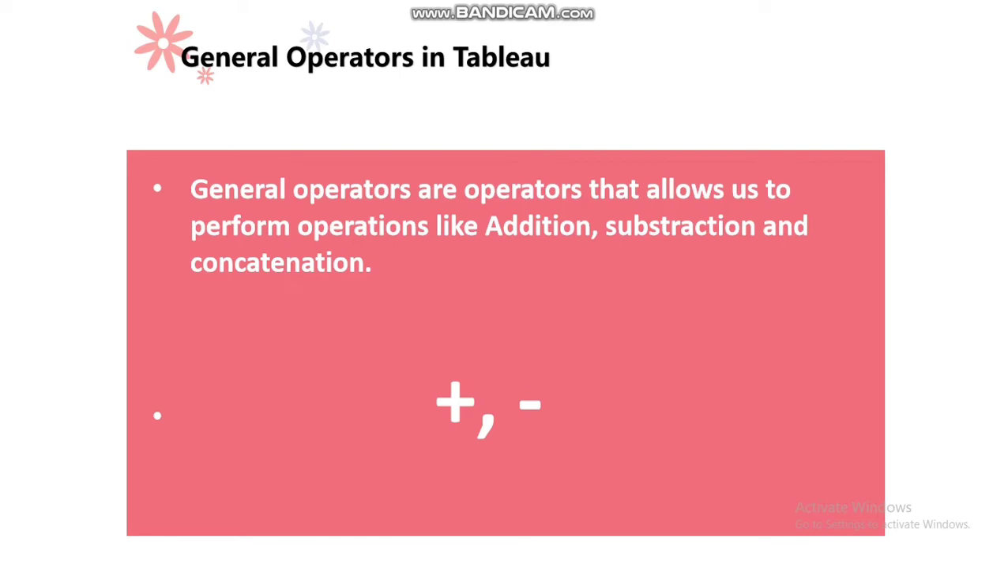General operators are operators that allow us to perform operations like addition, subtraction, and concatenation. Highlighted are the symbols which are used to perform general operations in Tableau. These operators are nothing but the plus symbol and the minus symbol.